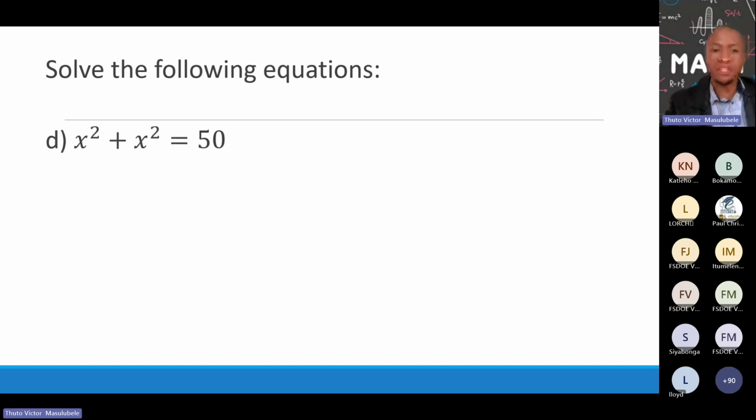Now let's look at this equation. This is being referred to as a quadratic equation because the degree of this equation is 2. So how do we solve this? Well, in this case, we have x squared plus x squared equal to 50.